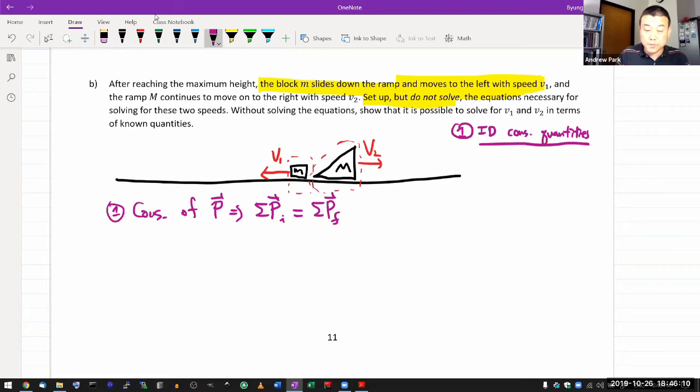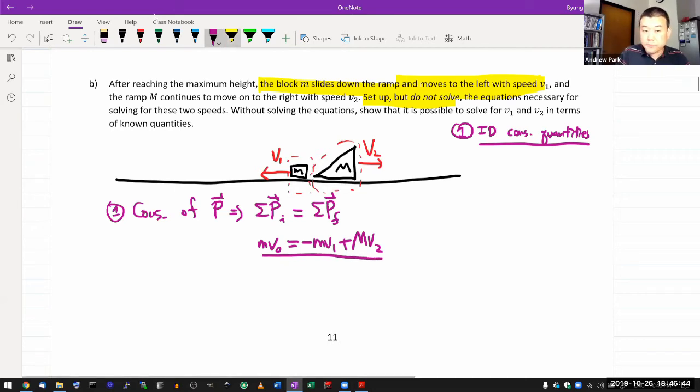So my initial momentum actually refers to the momentum when the block was moving to the right at speed v0, and the ramp was moving. And the final momentum. So I'm going to put the directions into the signs in my equation. So the small mass m is moving to the left, so it has momentum minus m v1, plus the ramp is moving to the right with momentum big M v2. So this is one equation.